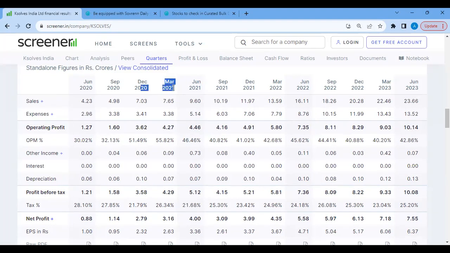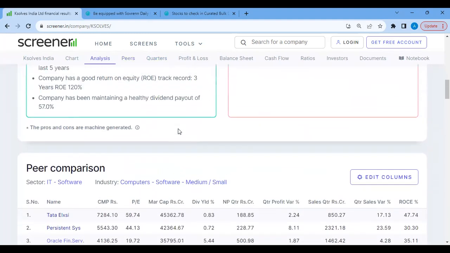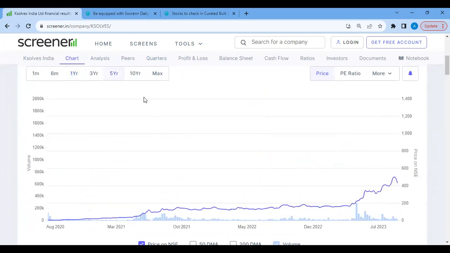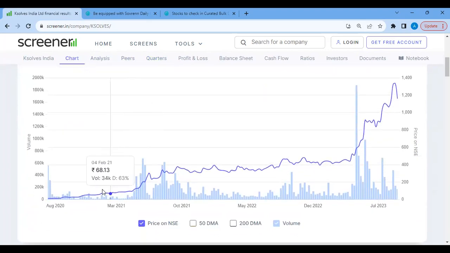Somewhere around this time. Let us see what happens if we invest in the company after 2-quarter uptrends and the uptrend continues. Let's see. This was the price in March 21, somewhere around here. You would have entered this company around 100, roughly.